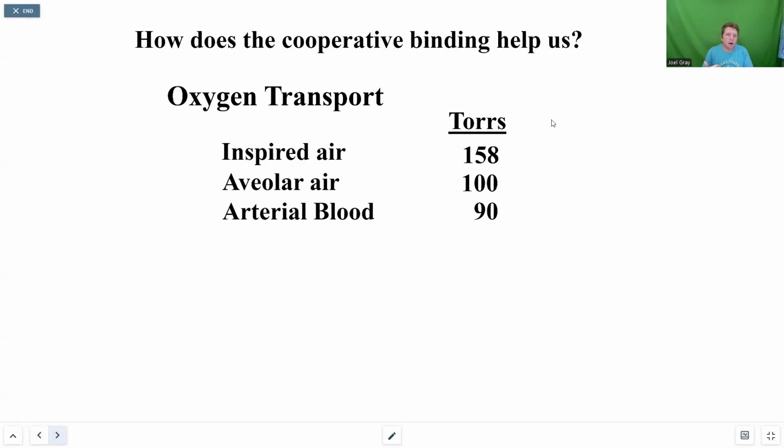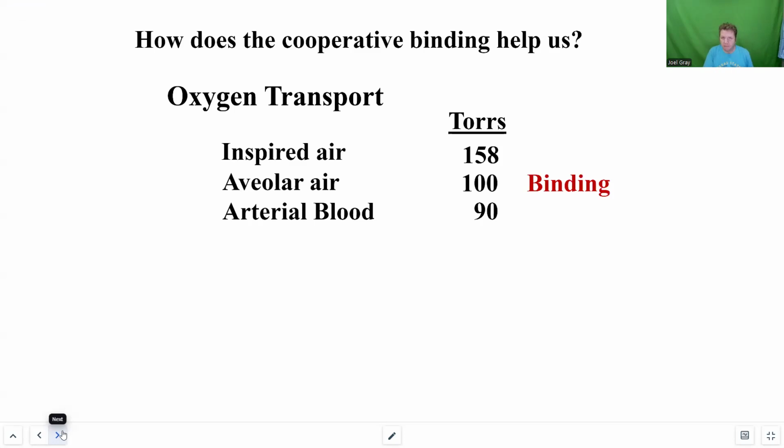So inspired air has a partial pressure O2 of approximately 158 torr. Once it gets into the alveoli, so in our lungs, the O2 concentration is about 100 torr. So the oxygen concentration has gone down a little bit. Now, keep in mind, we have not yet mentioned any hemoglobin binding because we're not really concerned with a P50 right here. Arterial blood has a PO2 of approximately 90 torr.